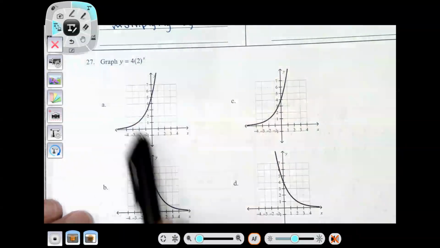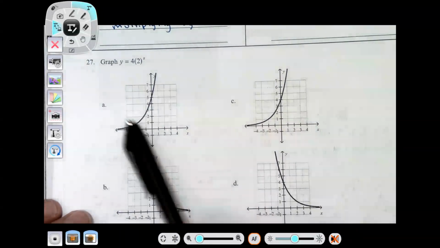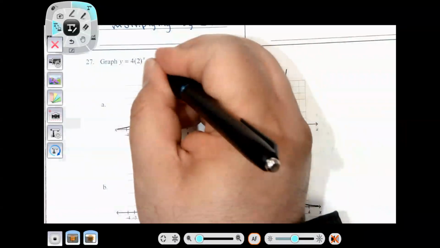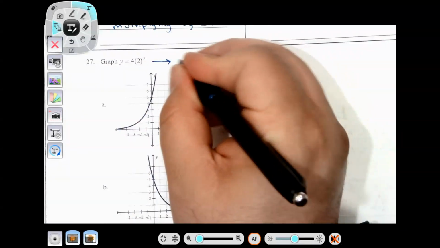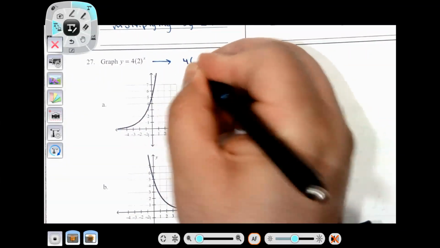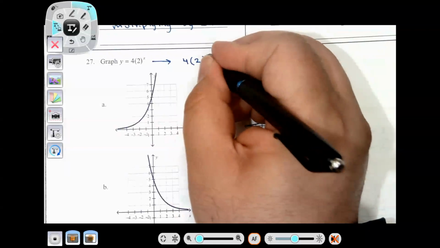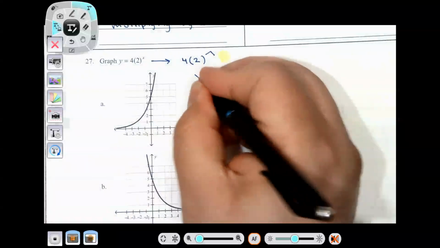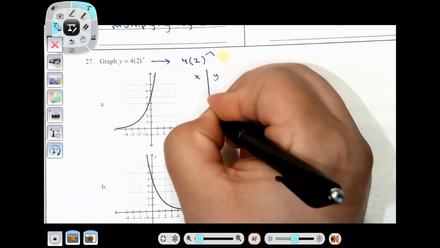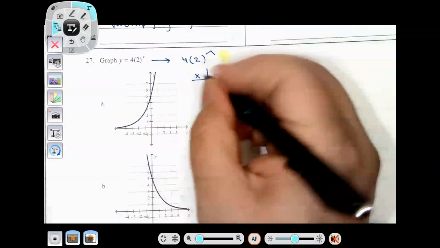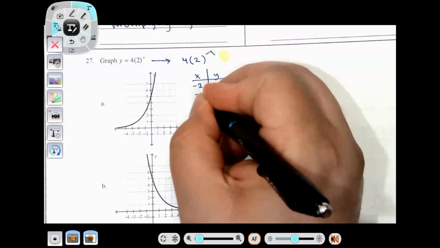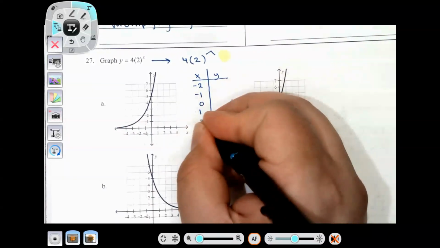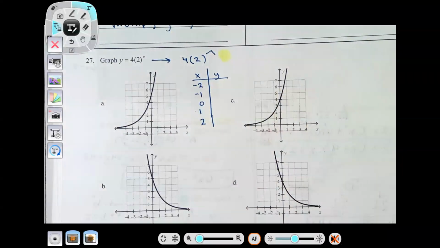Look, please don't just stare at this and go, I think it's that one. I think it's that one. No, play it safe. You're going to use your calculator. You're going to go 4, 2 to the power of. And now, that's why you have calculators. Use it. Make yourself a table. We've done this over and over where we try -2, -1, 0, 1, 2. Make a table until you find the one that works.